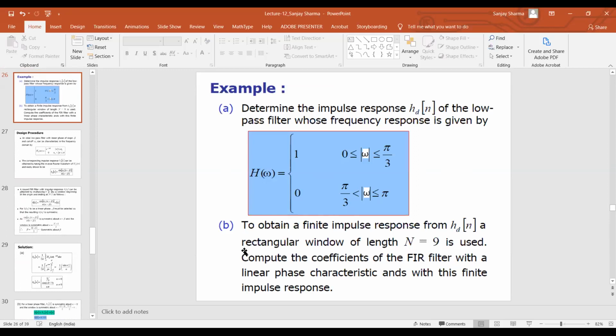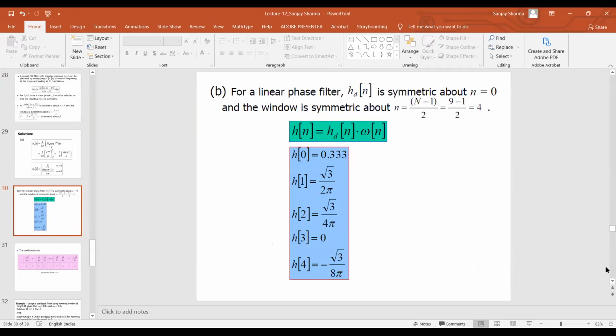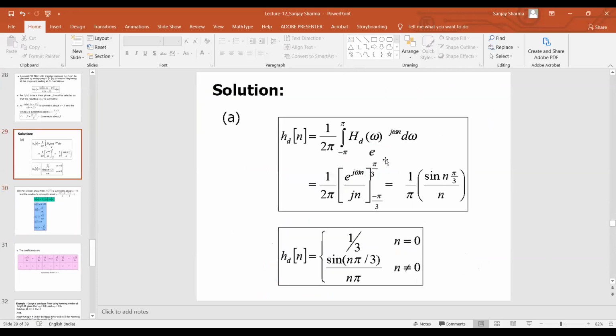In the example, what I have to design is, first thing was to determine the impulse response. So I found out HDN. The second part is to obtain a finite impulse response from HDN. A rectangular window size is given, which is N equal to 9. So I found out HDN. What was my HDN found? HDN was this. I took the inverse Fourier transform.